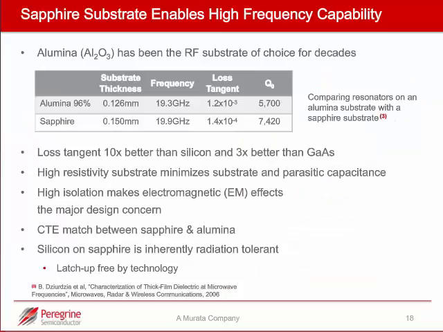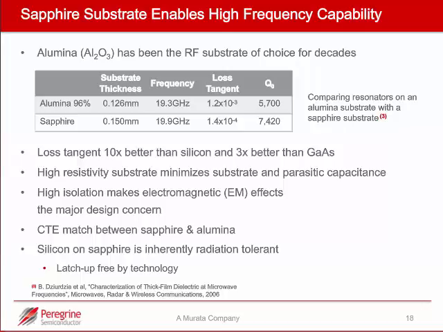So looking a little bit more specifically at sapphire, why is it doing so well? And the main reason is alumina is very much the same material as sapphire. Sapphire is the crystalline form of alumina, and also it's known as alpha alumina. So the material makeup, aluminum oxide, is the same for both, but sapphire is the crystalline form, so a more pure material than alumina. And then comparatively with other technologies, it does have a 10x better loss tangent than silicon and 3x better than GaAs. And its very high resistivity substrate minimizes the substrate and parasitic capacitances. I mentioned linearity, and those capacitances generally have some subtle nonlinearity component to them.